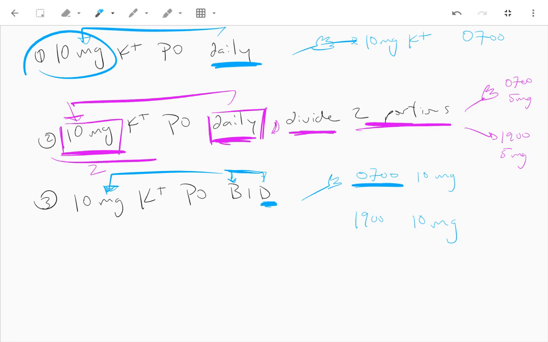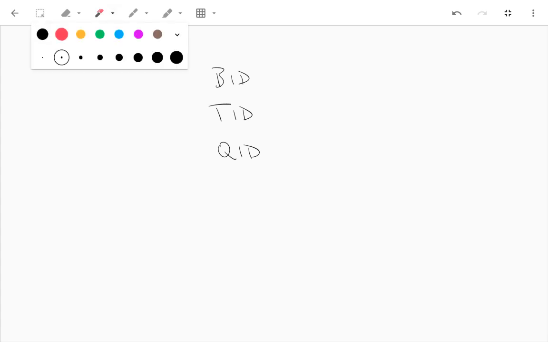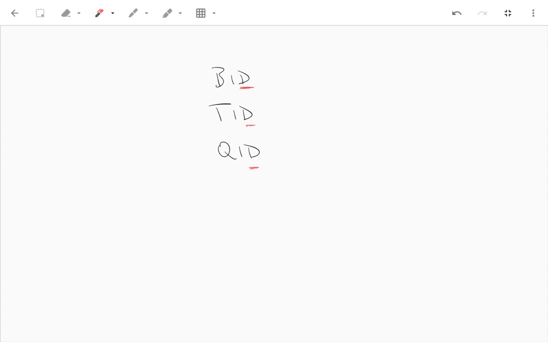When you see BID, or when you see TID or QID, that means that in a day, we're going to repeat the order. So not the order, the dose. So every single day, here, every day. How many times are we going to take a trip to the room? We're going to take a trip twice. 3 times, and then 4 times. We're going to take that trip.